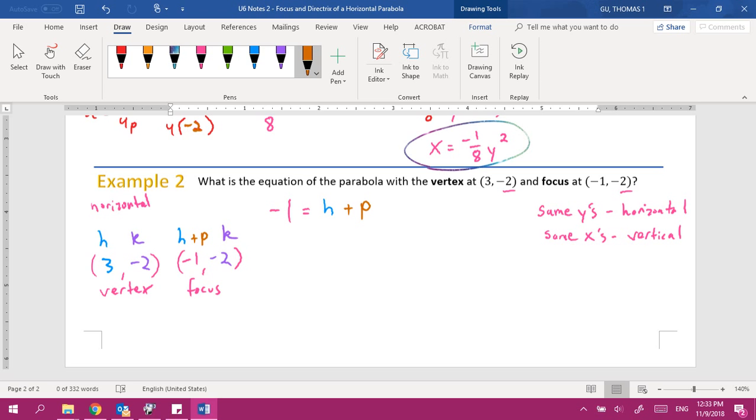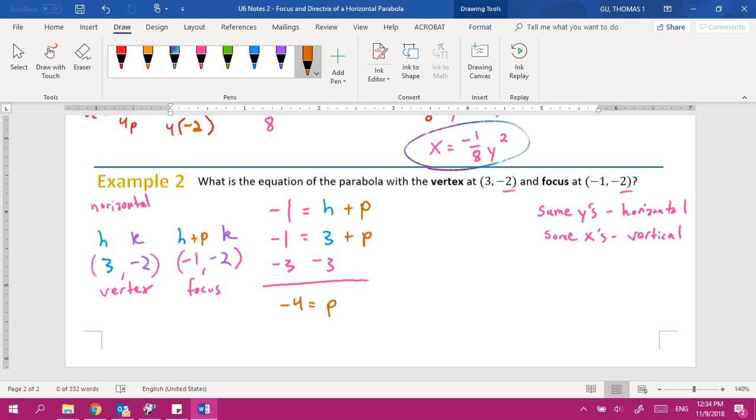And then how do I find P from there? Right, it goes 3 plus P because H is 3. That's right. So -1 equals 3 plus P. And then how do I find P? Minus 3. So P equals -4. And what do I do with that P value then?